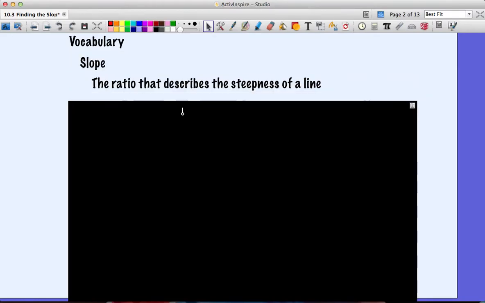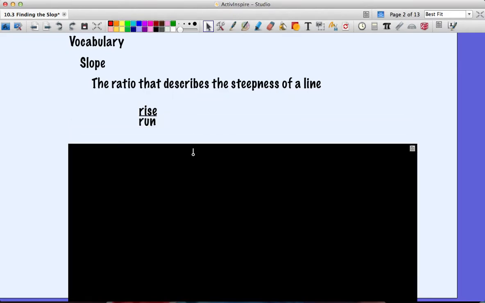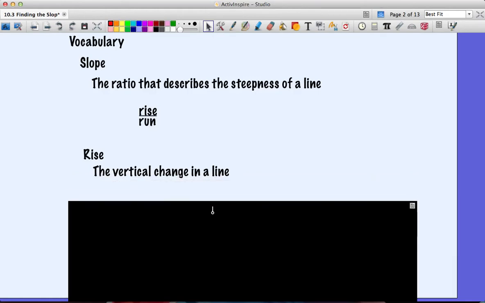The slope is the ratio that describes the steepness of a line. So when we talk about the slope of a hill or the slope of an inclined plane or a ramp, we're talking about the comparison of the rise to the run. So now we need to know what the rise and the run are. The rise is the vertical change in a line. So if this is my line, this is the rise, the difference from the bottom to the top.